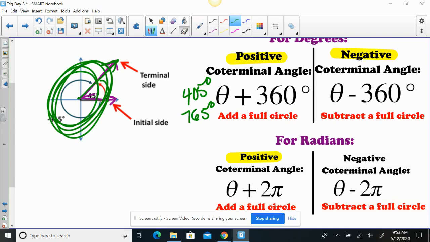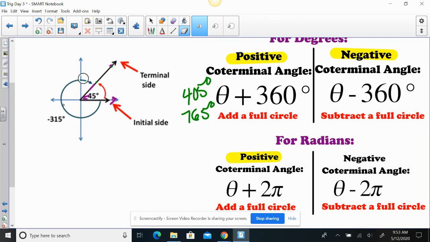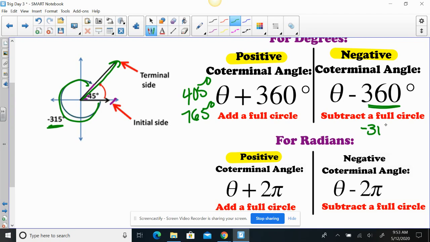If I want a negative, very similar. I just want to subtract 360 because I want to subtract a full circle to get back here. So if I'm thinking 45 and I want a negative, that's going to be negative 315 degrees. I can take negative 315 and subtract another 360. So some coterminals of 45 are 405, 765, negative 315, negative 675, and you can keep adding and subtracting.